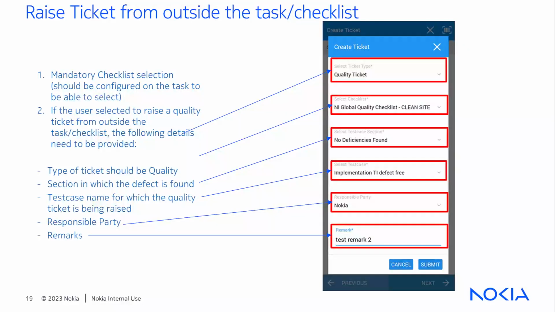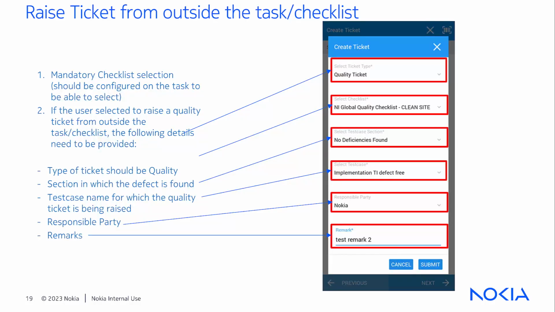Quality tickets can also be raised from outside the task activity, but they are linked to a checklist item. Without a checklist item, the quality ticket cannot be raised because it will be missing some core details such as the quality category, item number, or severity.